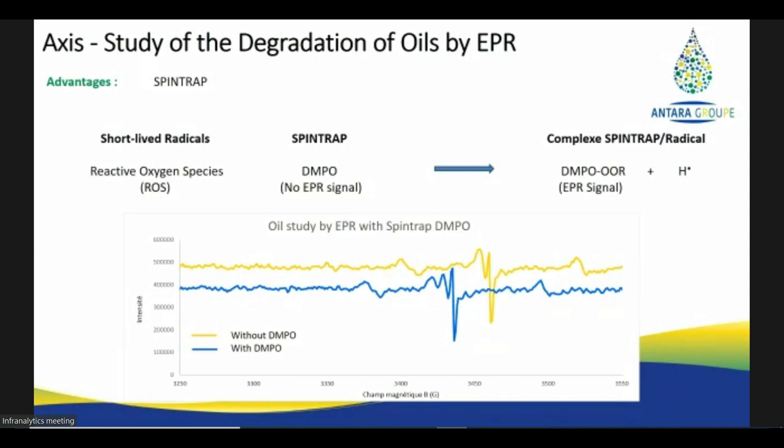You use a molecule, for example, the MPO here, and you can use many other ones. This spin trap doesn't have any response in EPR, but once it's linked to a reactive oxygen species, for example, you can see the response in EPR. And this response depends on the type of reactive oxygen species you've been trapping. So for example, here you have in yellow the oil without the MPO, and in blue the oil with the MPO, and you can see the response is not exactly the same. I mean, we've been trapping something.